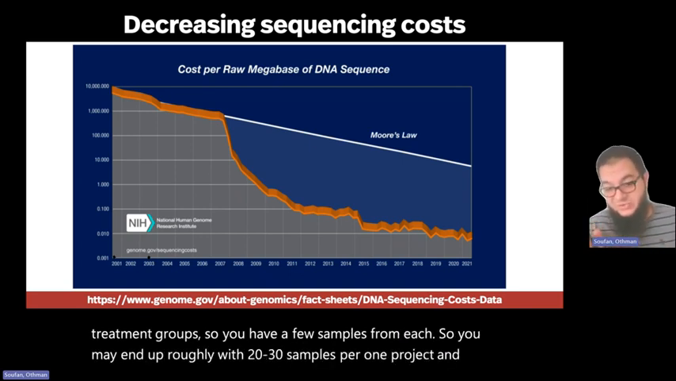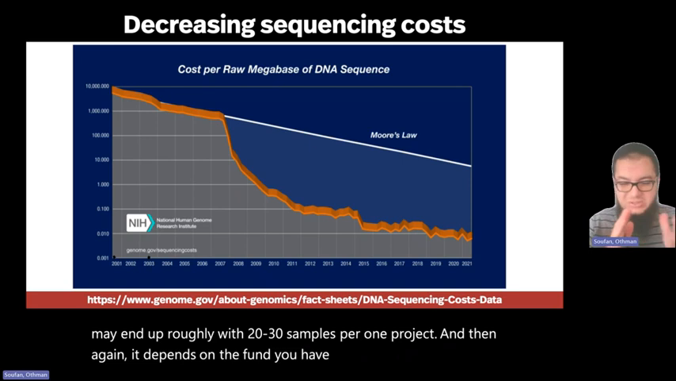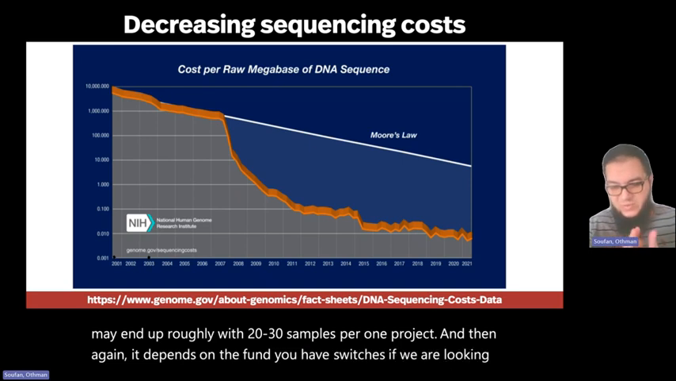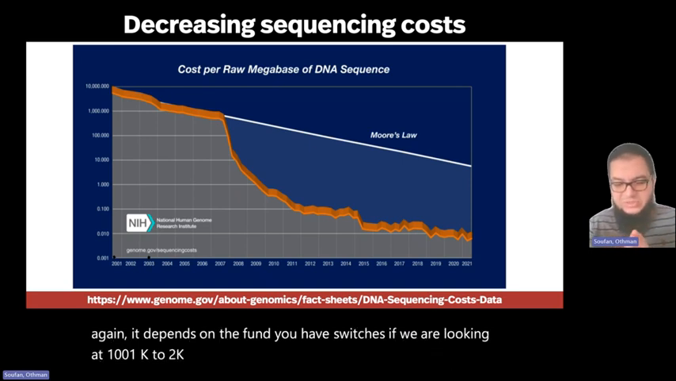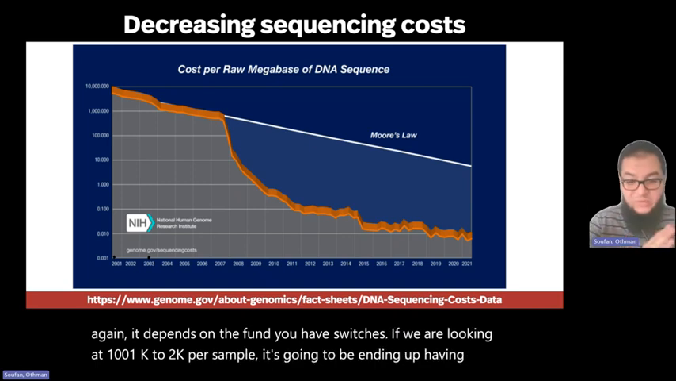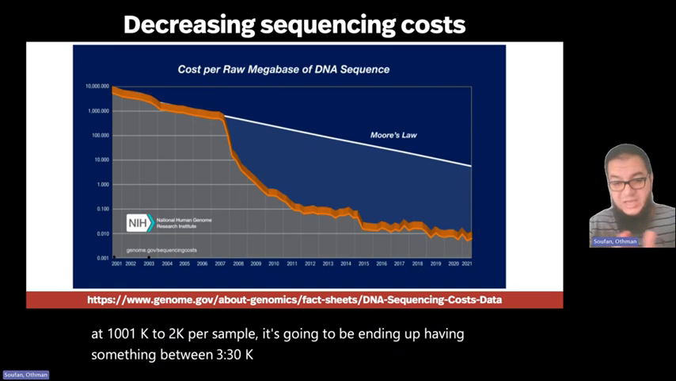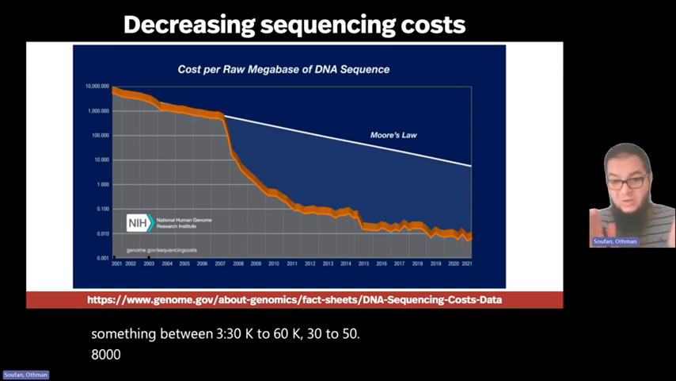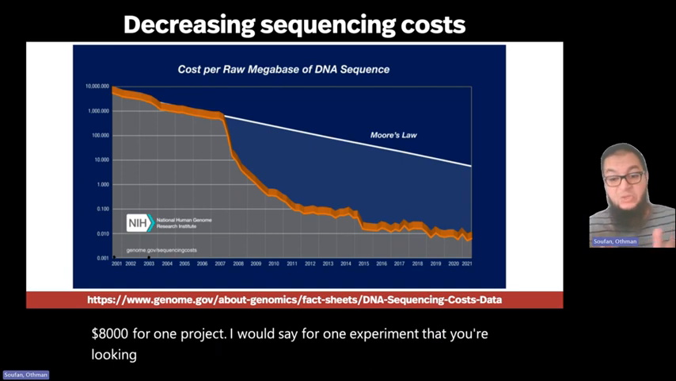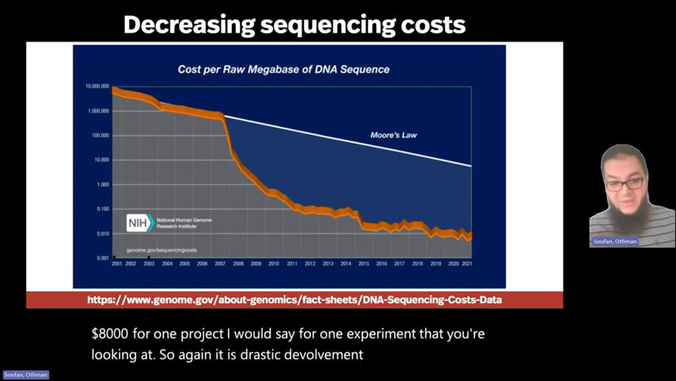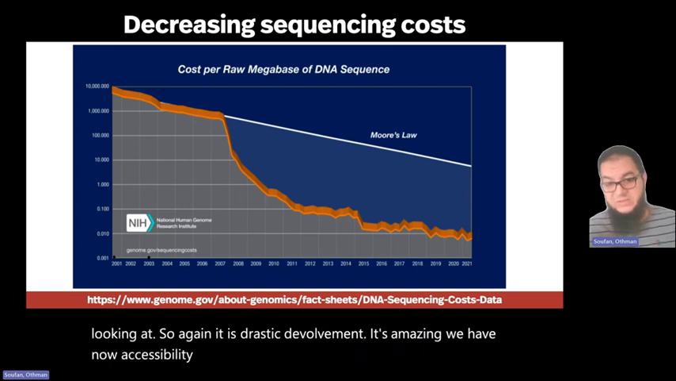And then again, it depends on the fund you have. So if we are looking at 1K to 2K per sample, it's going to end up having something between 30K to 50K dollars for one project, I would say, for one experiment that you're looking at. So again, it is drastic development. It's amazing. We now have accessibility to many of these technologies.